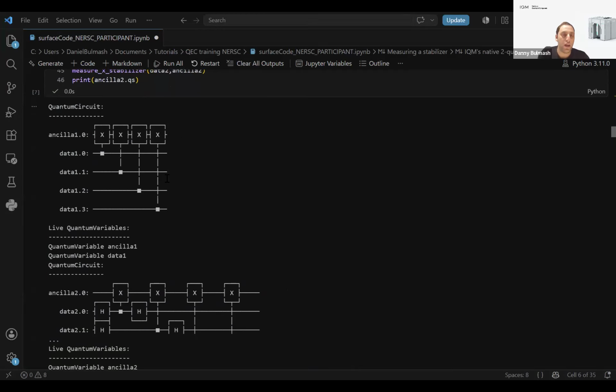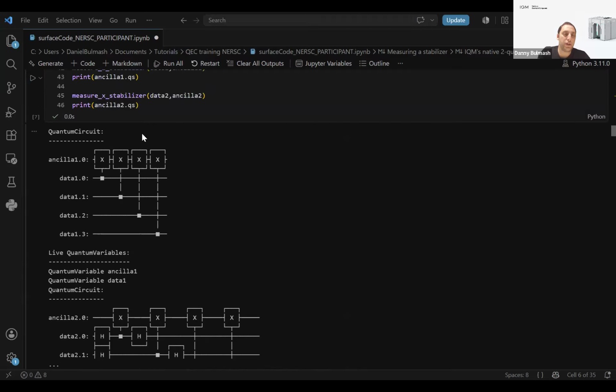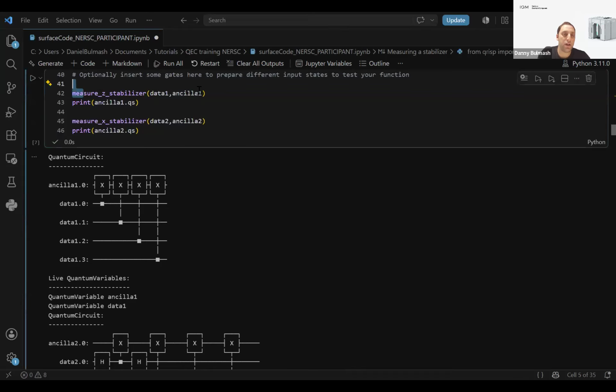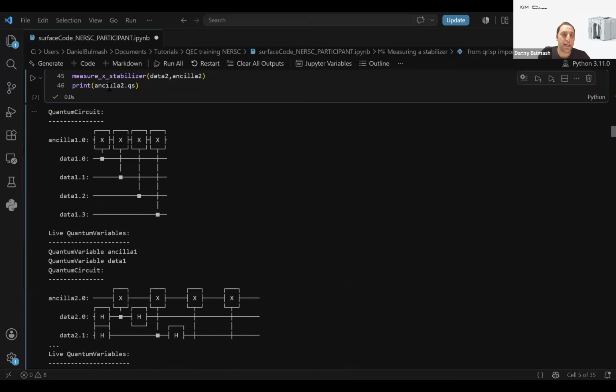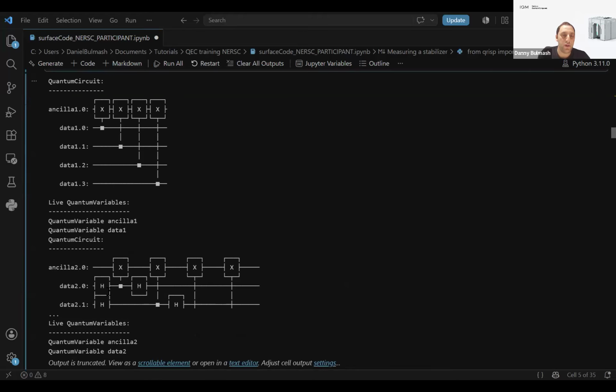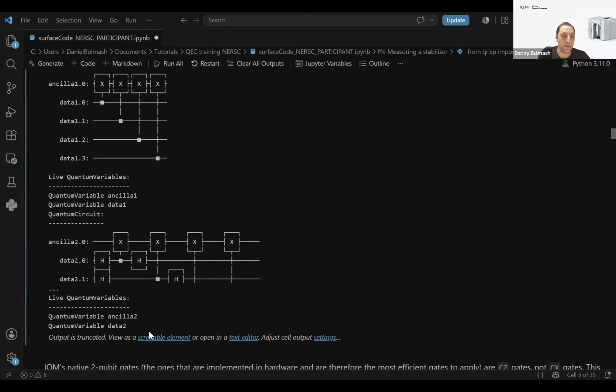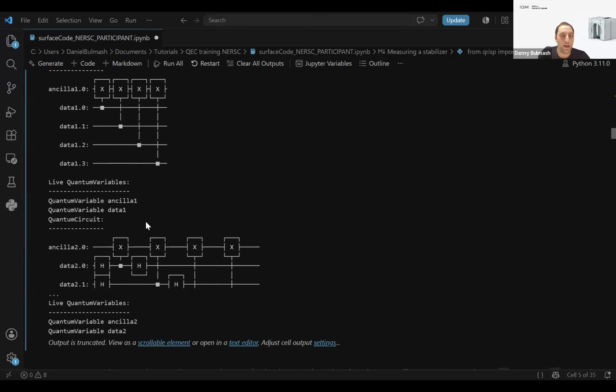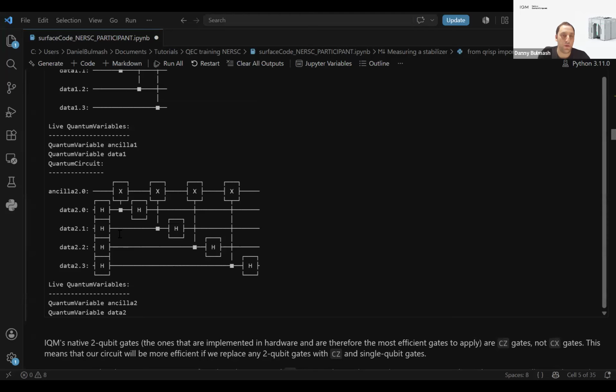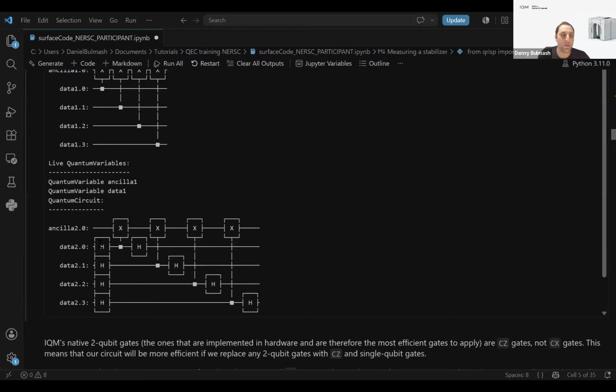Sorry about that. Okay, so here is our first circuit. This is for measuring a Z stabilizer. And here is our second circuit. It's the same thing with a bunch of extra Hadamard gates in there. And if we look at the full scrollable element, we can see the whole circuit. So the only difference between these two circuits is the extra Hadamard gates.